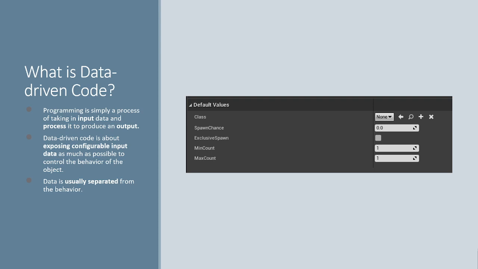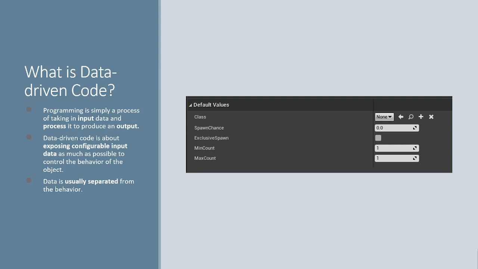So, data-driven code is about exposing configurable input data as much as possible to control the behavior of the object. So, data is usually separated from behavior. So, what do you mean exposing configurable input data? Ito yung mga configurable input. Ito yung mga data that we use that change natin.